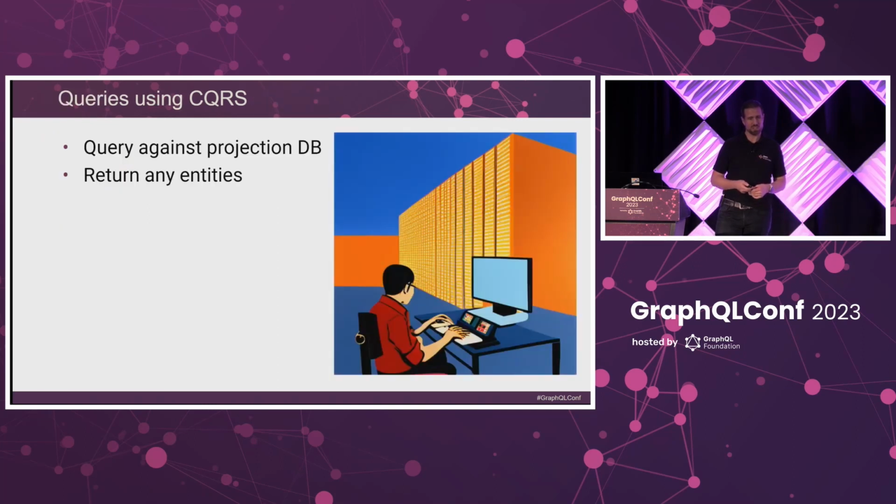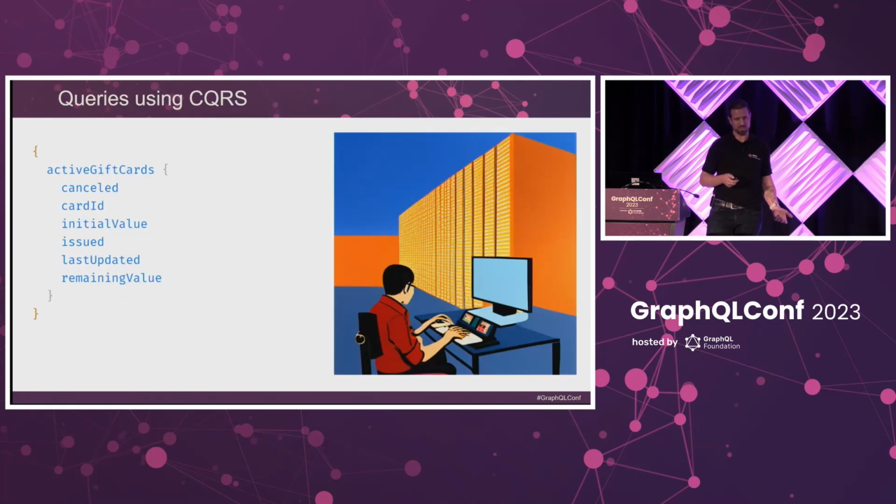Then queries using CQRS. In this case, it has its own projection to do the queries. So that's pretty simple, and then returning any entities, with the advantage that all the events will always be available. So if we want to add some information later on, we can just rebuild the whole projection and still have the queries against that.